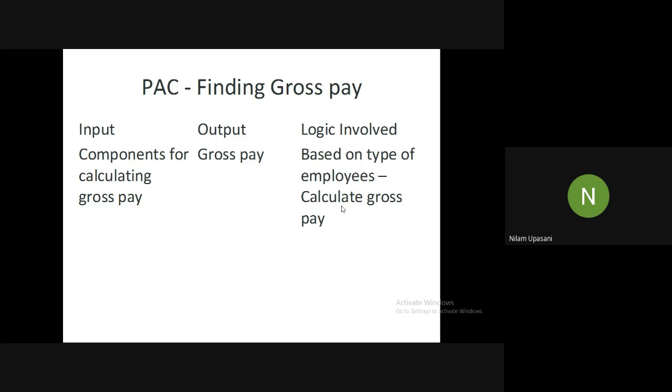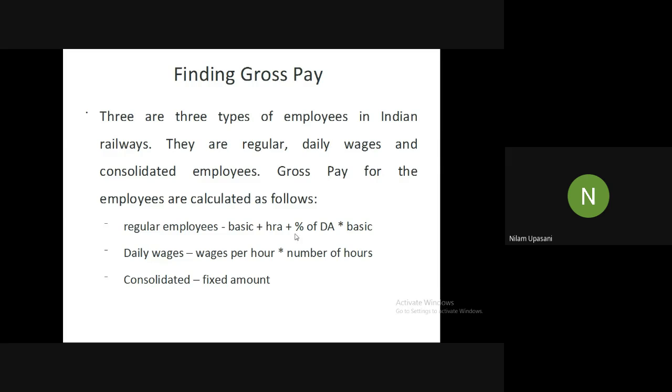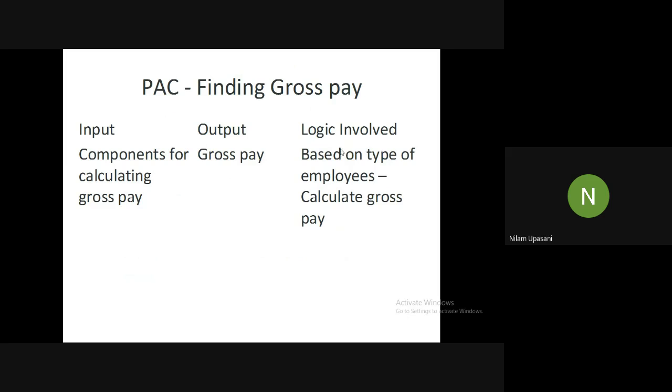Whereas the logic involved, the implementation part, would be different. Logic involved is what? This formula. Implementation of this formula would be different. So in this case, we can say that we are writing a function called calculate gross pay, but its implementation is different everywhere.